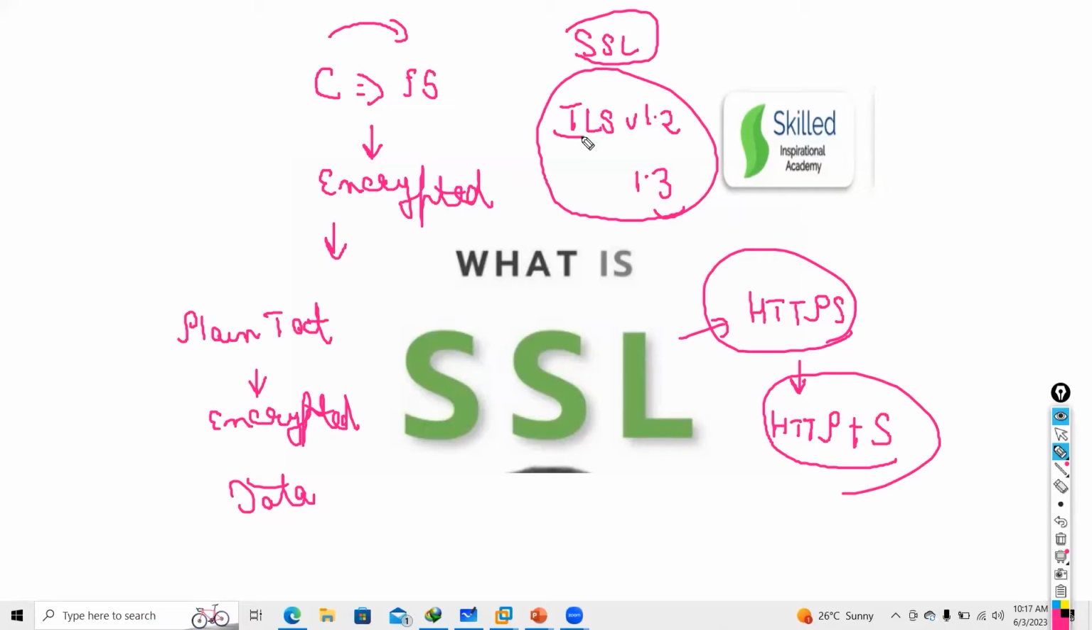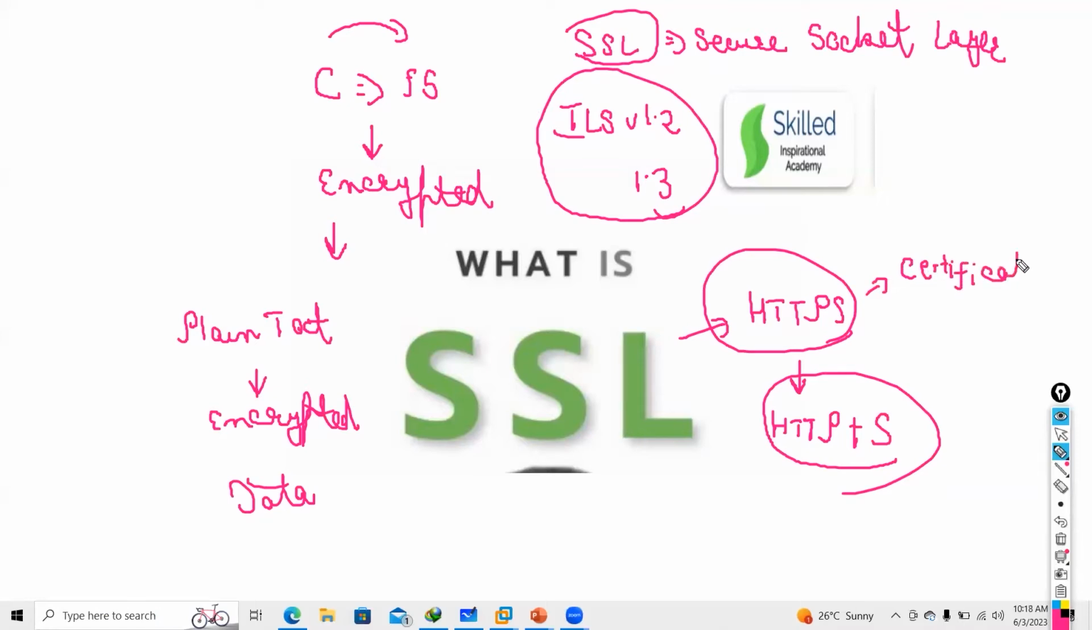What is the full form of SSL? Secure Socket Layer. And what is the full form of TLS? It is called Transport Layer Security. So that is the difference between SSL and TLS. And what makes it secure? It is secured by an HTTPS certificate.